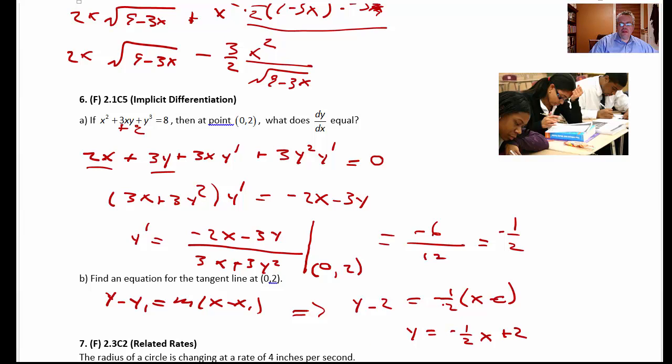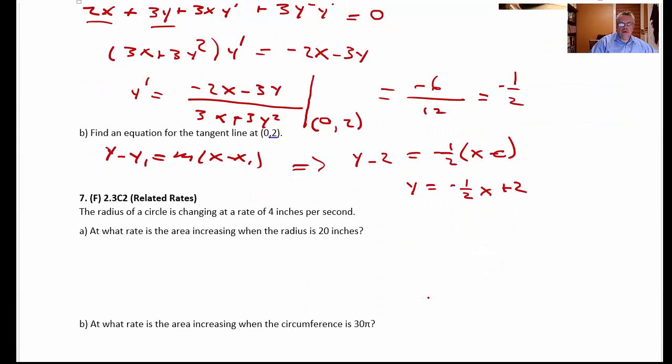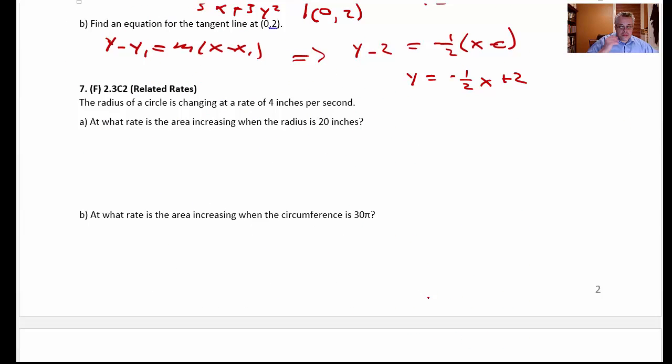Now we're going to switch to a related rates problem. So this problem is a shape that's changing size. So we have a radius of a circle that is changing at a rate of 4 inches per second. How fast is the area changing when the radius is 20? So we got to start with a formula. A equals pi times radius squared. We have to take its derivative with respect to time.